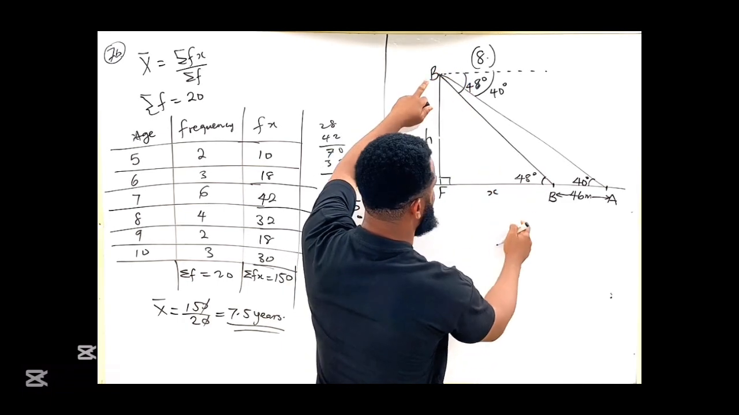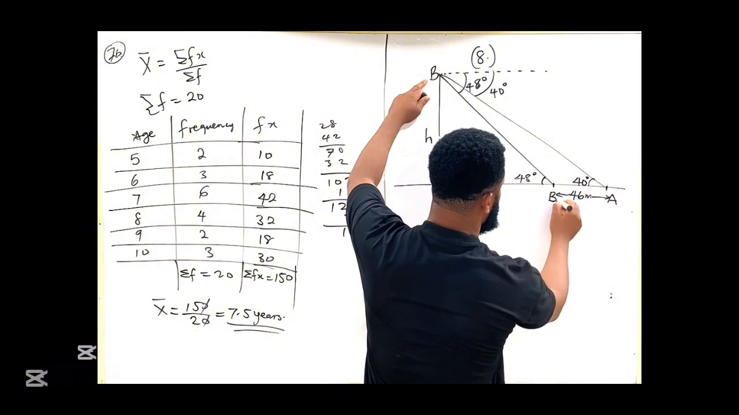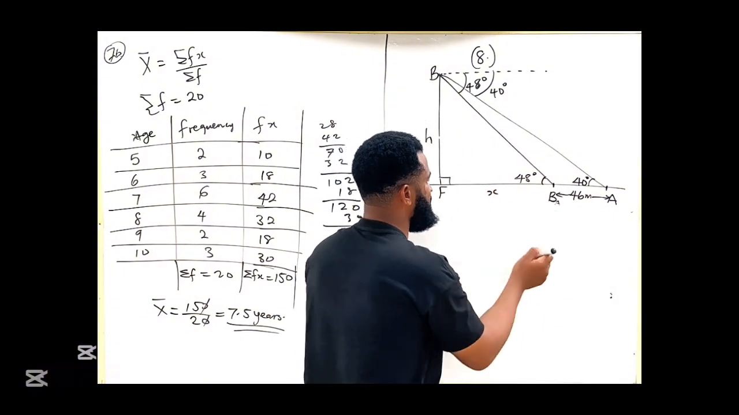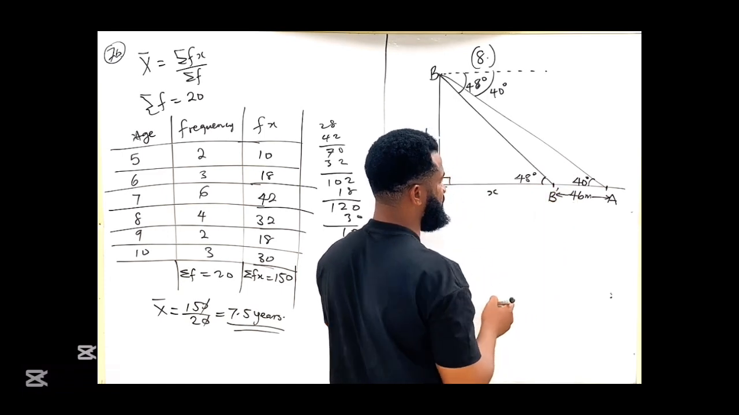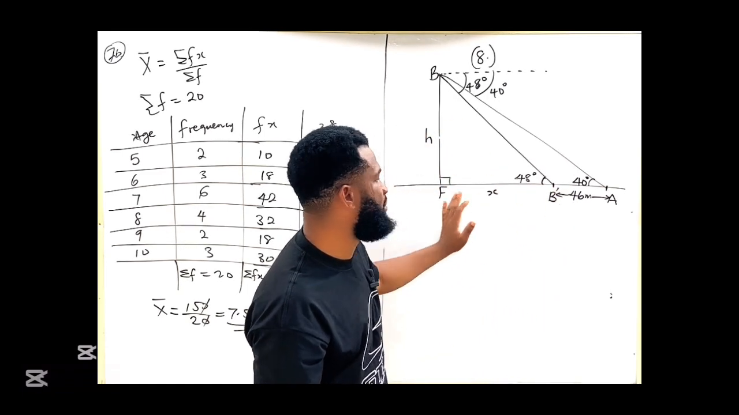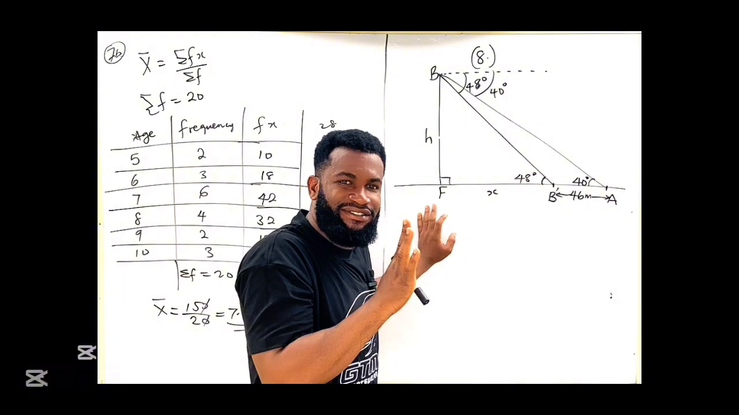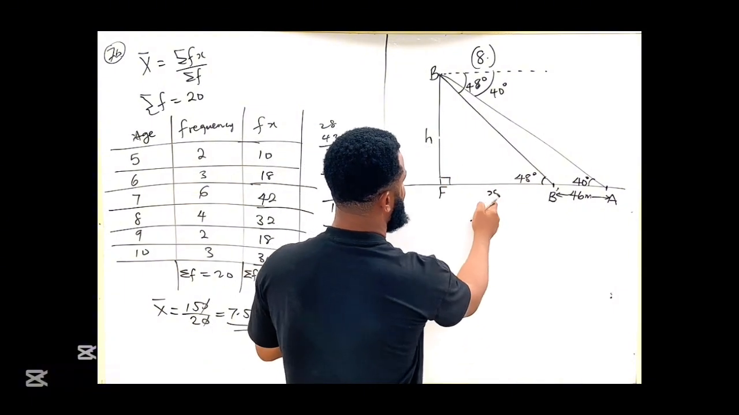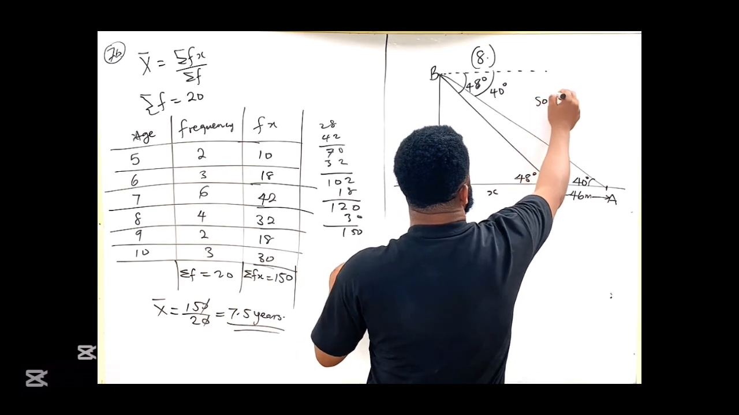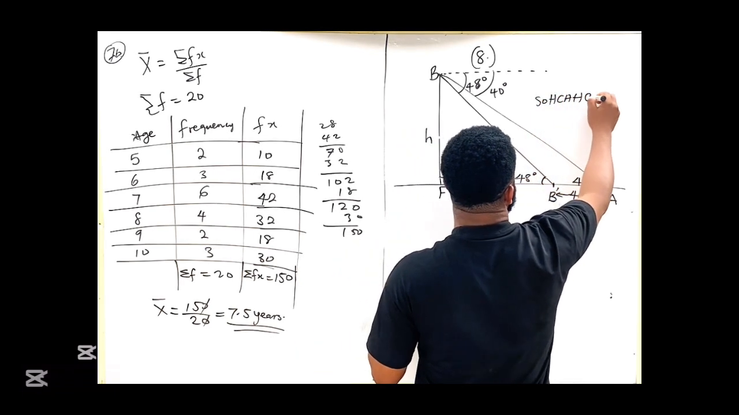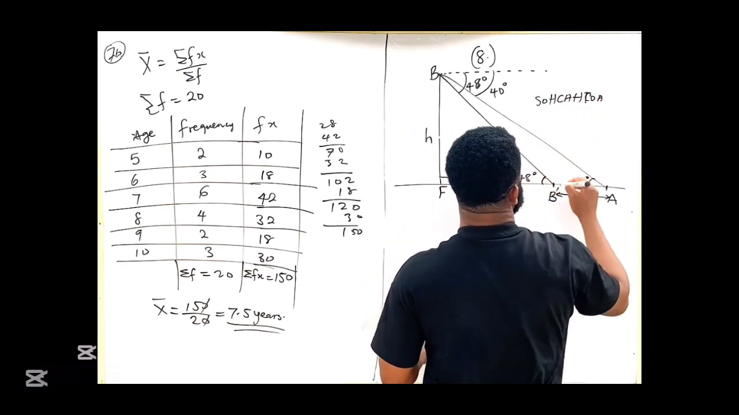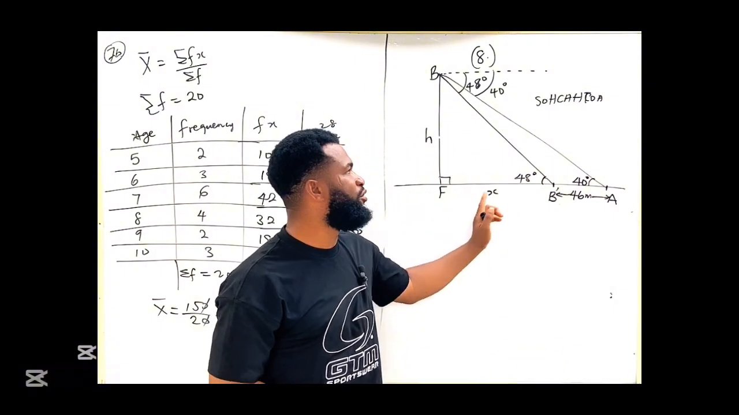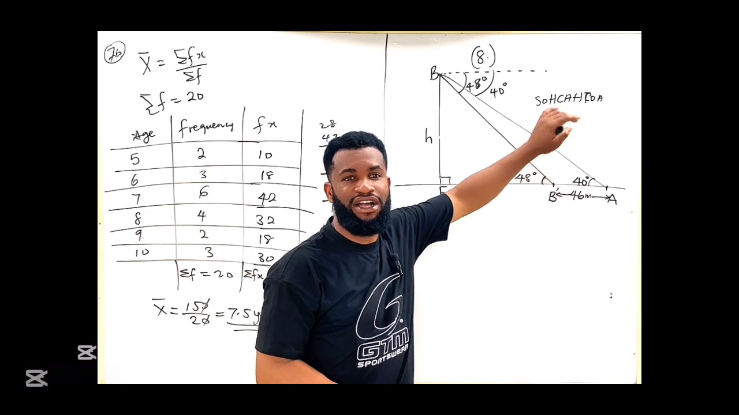Oh, I can't have B and B. So let me call it B prime. So B prime and F, I'm looking at it as a separate triangle. So that is going to be opposite over adjacent using SOHCAHTOA. Somebody should say, why not use cosine rule or sine rule? No, because the angle 90 makes it a right angle triangle, I must use trigonometric ratios, and this is the acronym.